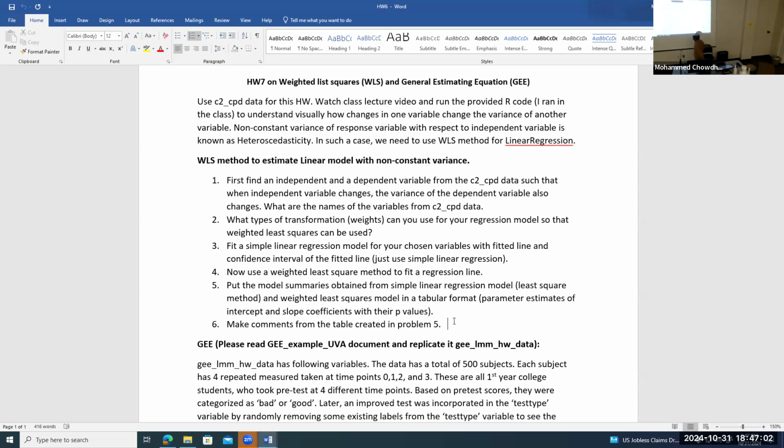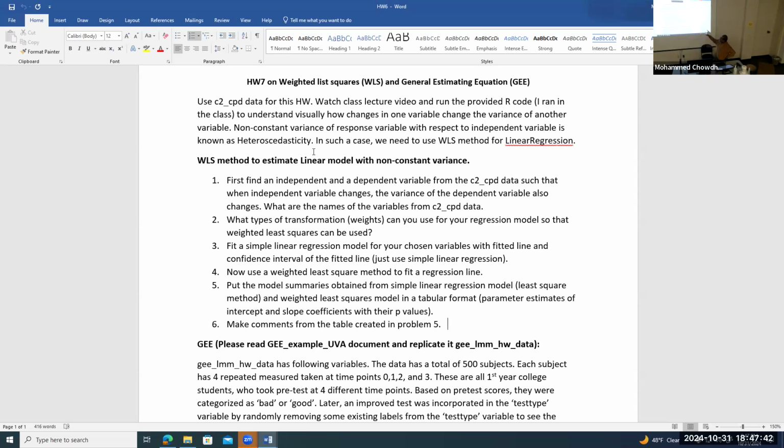In this case, first I ask, fit a simple linear regression model for each chosen variable with fitted line and confidence interval of the fitted line. First, find an independent and dependent variable from the C2 CPD data such that when the independent variable changes, the variance of the dependent variable also changes. What are the names of the variables from the C2 CPD data? First responsibility is to find two variables. How can you find that? You plot them. If you see that after plotting, they are going that way, that means variance is not constant.